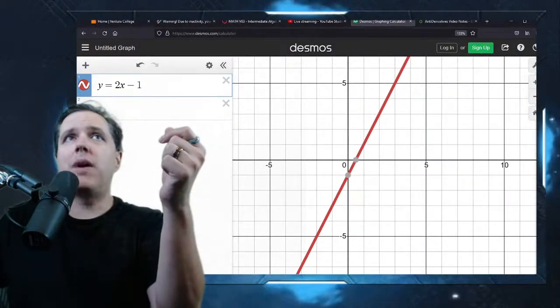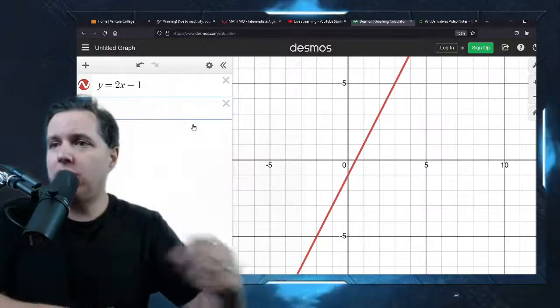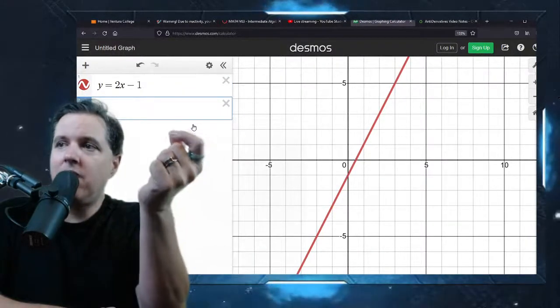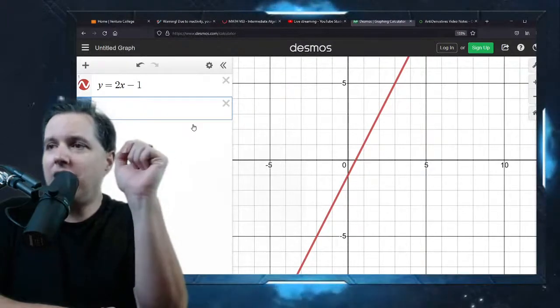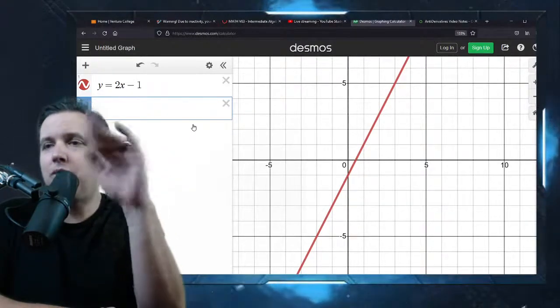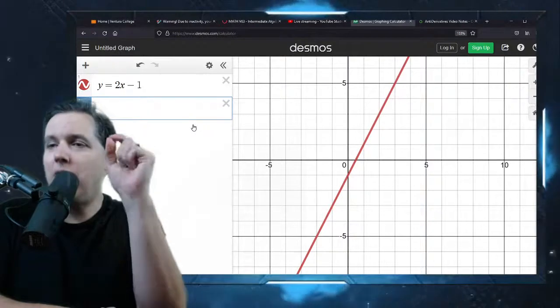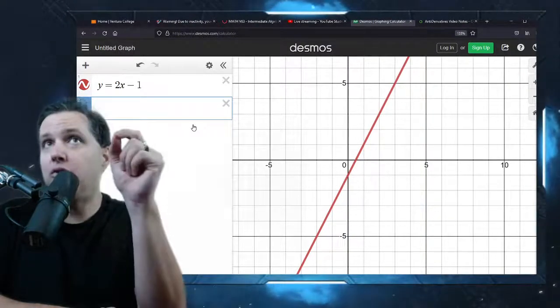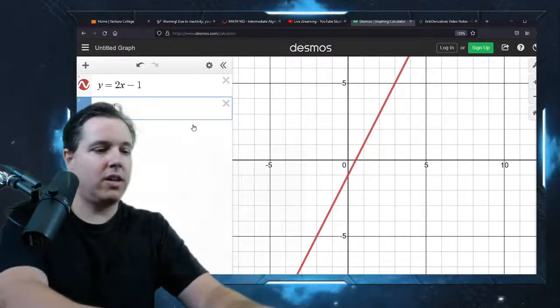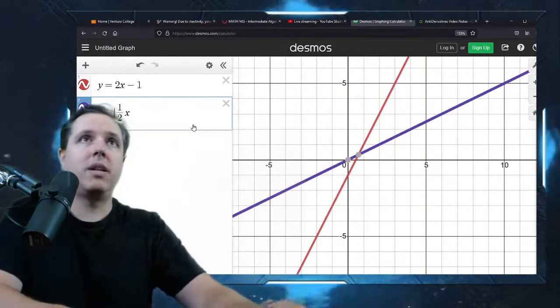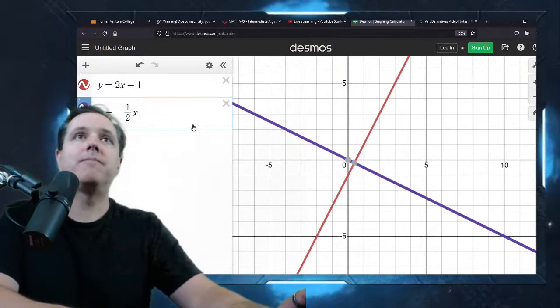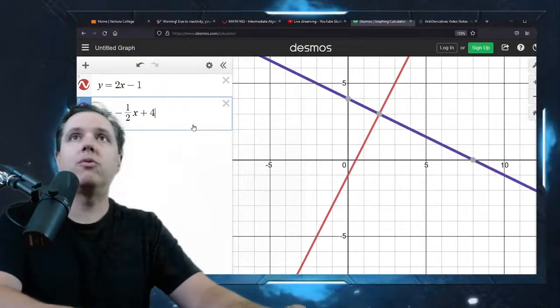Okay, so what about when we get a system of equations? Now I'm going to add a second line, and we want to know the points that satisfy the entire system. I no longer care just about the points that satisfy this line. I want to find the points that satisfy both lines. So let's go y equals negative 1/2 x plus 4.